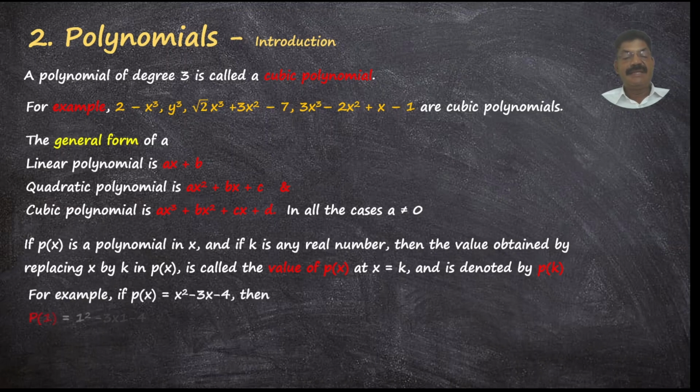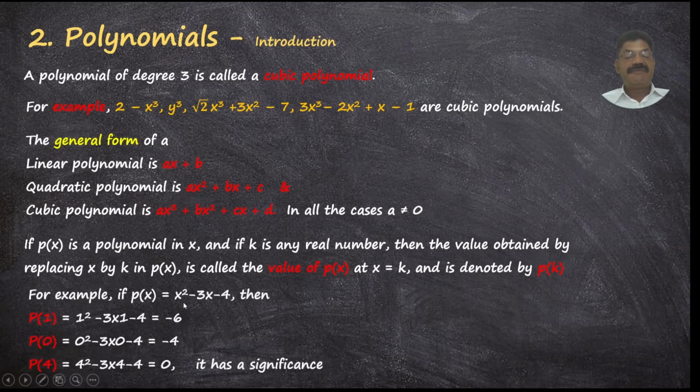Let us see some examples. You take p of x is equal to x square minus 3x minus 4. Then p of 1 is equal to, you just replace x by 1, you get 1 square minus 3 into 1 minus 4, which is equal to minus 6. So this minus 6 is the value. P of 0: you replace x by 0, you get 0 square minus 3 into 0 minus 4, which is equal to minus 4.